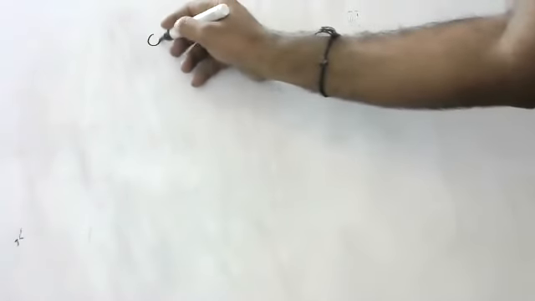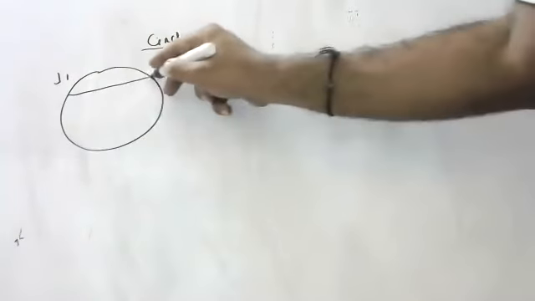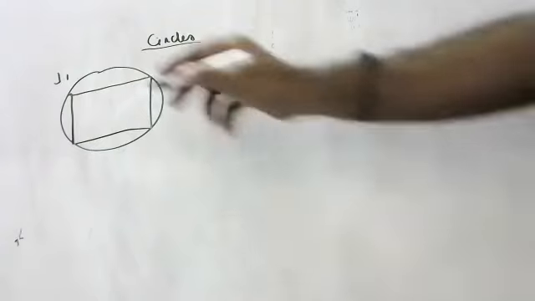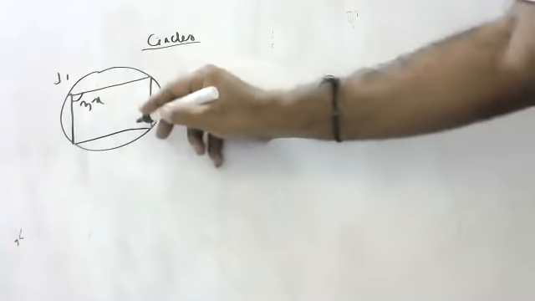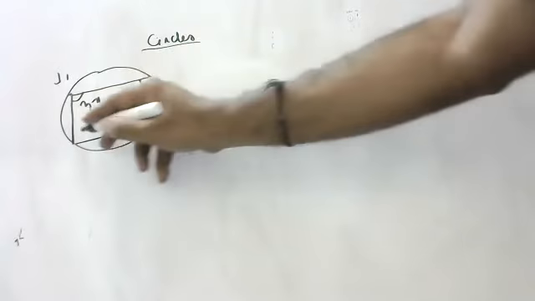Okay, children, some more questions on the degree measure theorem. First question. Tanmay, are you there? Yes, sir. What is this called now? Tell me. Sir, cyclic quadrilateral. Cyclic quadrilateral. So this is 3x, this is x, this is 5y, and this is y.